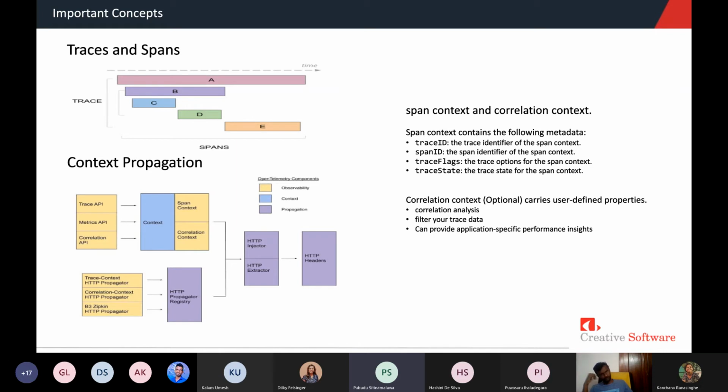There are two parts in this context. One is the span context, which holds the context of the span, like trace ID, span ID, flags, and state. And there is also the correlation context, which holds the data that we have added, maybe through metrics, and it helps to do correlation analysis and filter kind of operations. This correlation context is optional. If you want to do more analysis, you can have that data integrated.